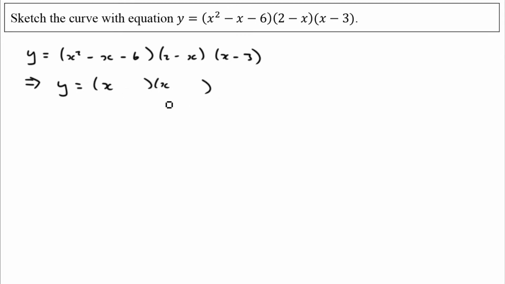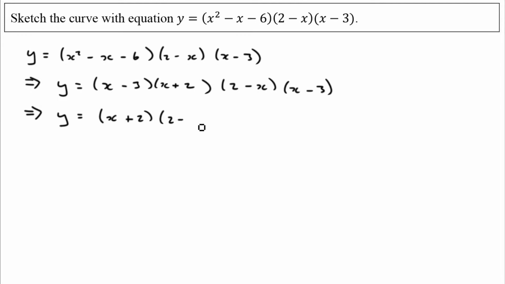Let's see if we can do it on site. We must have an x and an x at the beginning. We need two numbers which multiply to -6 and add to -1. That will be x subtract 3, x plus 2. We still have this 2 minus x. We still have this x minus 3. And x minus 3 was also one of the brackets that we have just got in our factorization. So we can write this more concisely as y equals x plus 2, 2 subtract x, x subtract 3 squared.